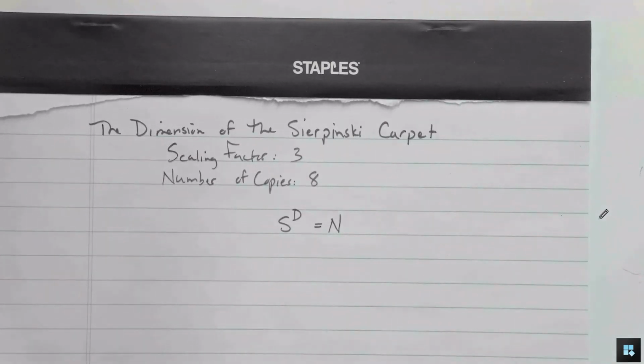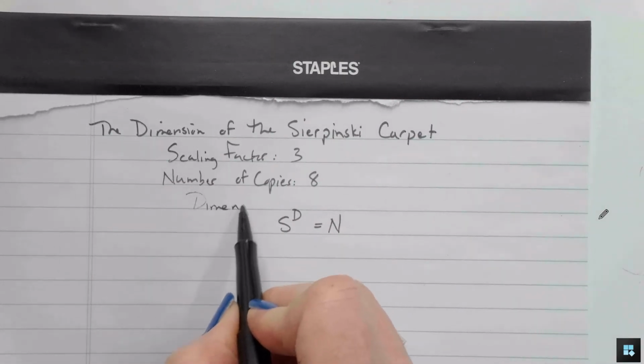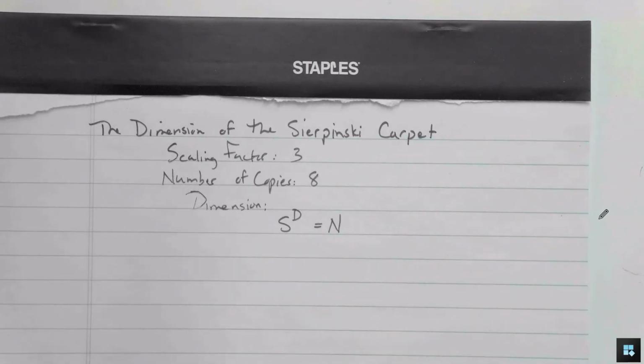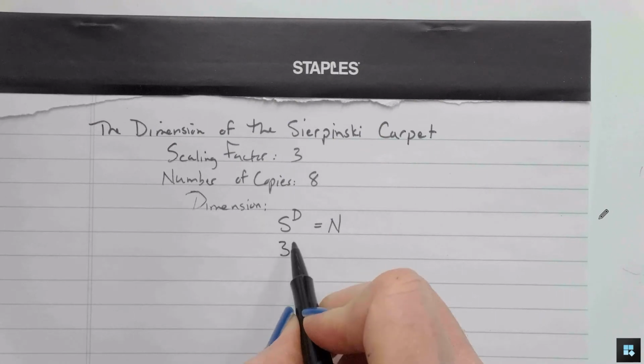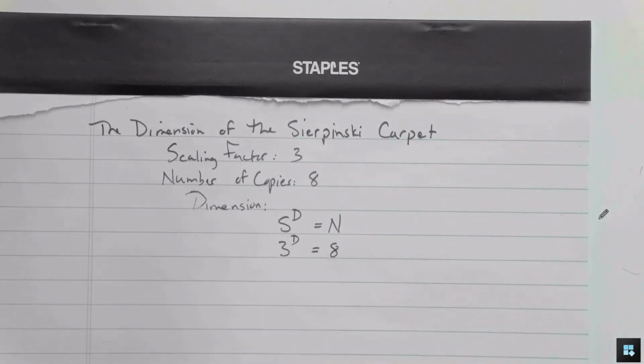Once you have those figured out, then you can figure out the dimension. So we have the starting formula, s to the d is n. Scaling factor is 3. We need 8 copies. So 3 to what power is 8? Now this time we don't want an exponent of 1 because 3 to the 1 is 3. But we don't want an exponent of 2 because 3 squared is 9.